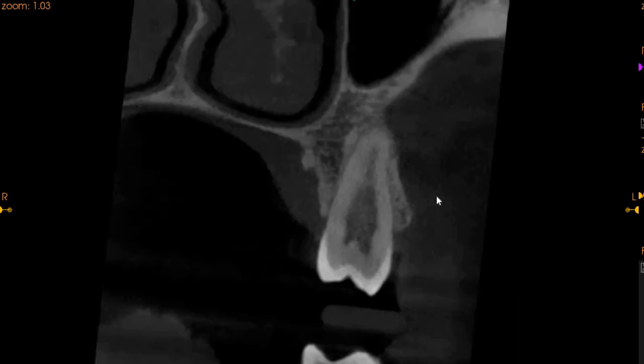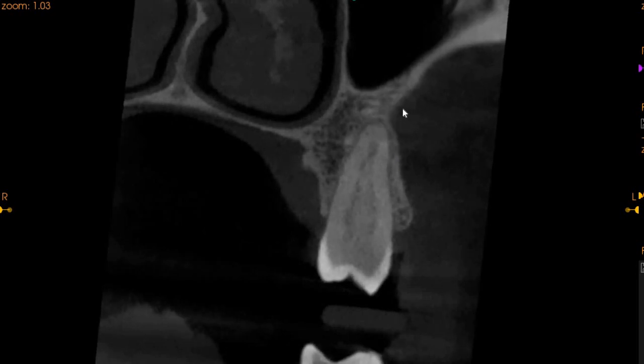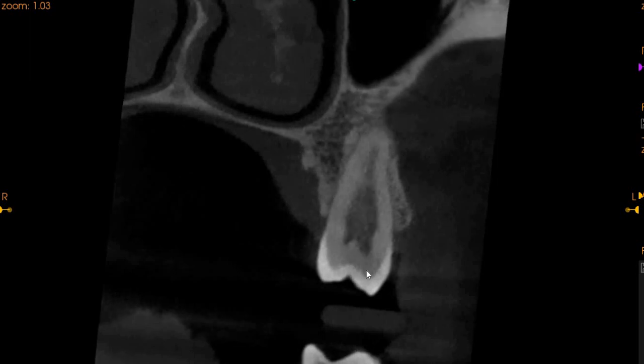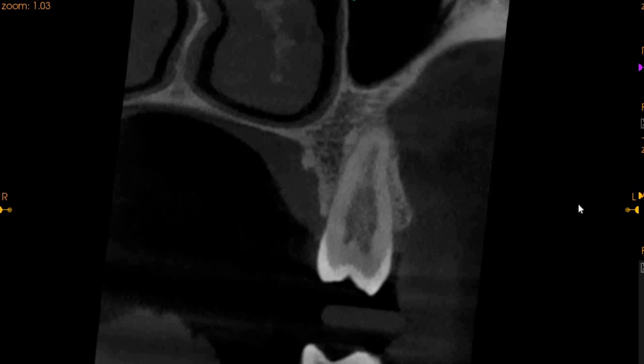This is the upper left 5. This is a single canal. It starts as a wide canal with 2 pulp horns and joins to form one single canal. On this tooth, we don't see any PDL widening, no periapical radiolucencies, and we don't see any major pathologies or cracks present in this tooth.